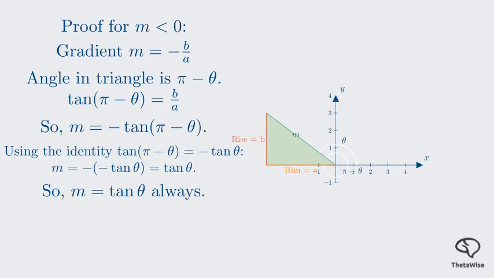Using our supplementary angle identity, tan(π − θ) equals negative tan θ. So we have negative of negative tan θ, which again gives us m equals tan θ. The identity holds for all gradients.